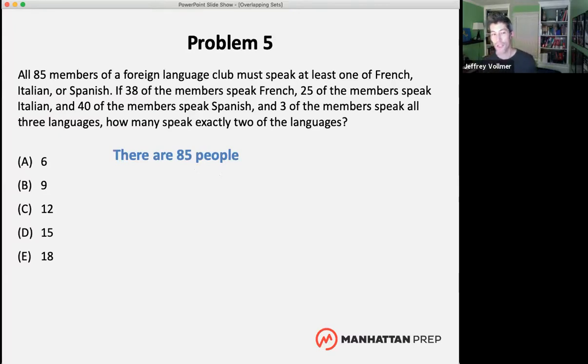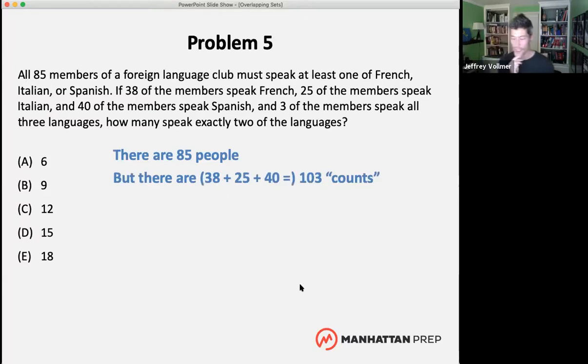All right, raise your hand if you speak French. 38 hands go up. Cool. Raise your hand if you speak Italian. 25 hands go up. Raise your hand if you speak Spanish. 40 hands go up. That's weird. I just counted 103 hands. Some of you raised your hand more than once, right? I have 18 extra counts, right?